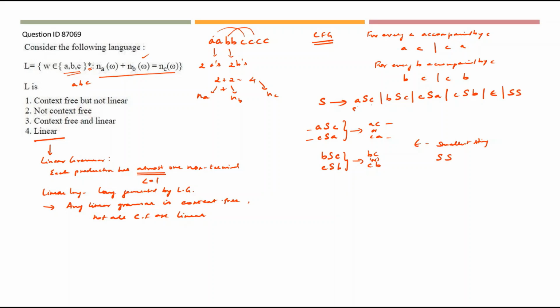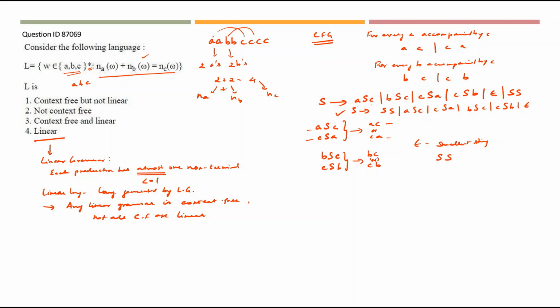I have to rearrange this grammar properly: SS, ASC, CSA, BSC, CSB and epsilon. Both the versions are right, but whenever you write, you should always start with non-terminals together and then end up with the null string. That will be good. This is actually context free.